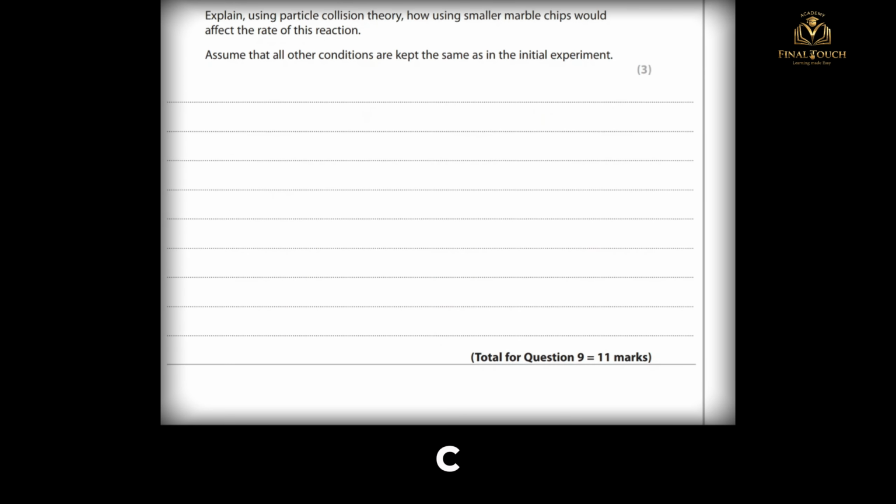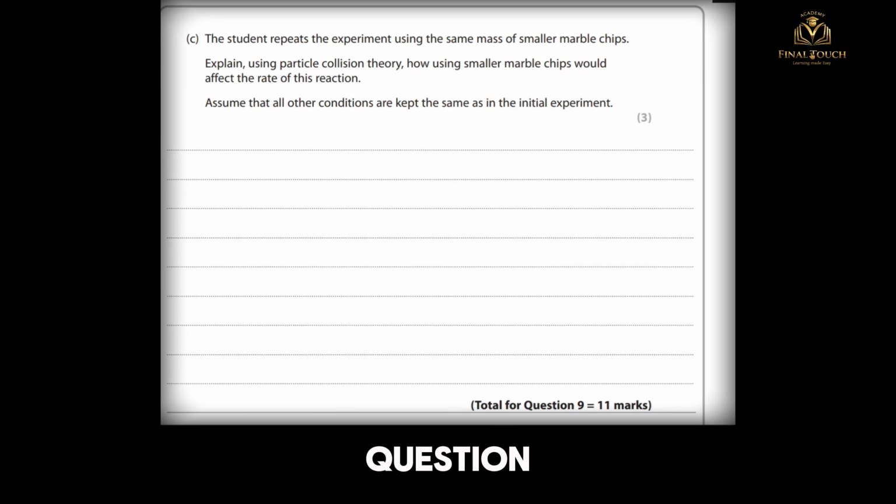Moving on to part C, the last part of question 9. The student repeats the experiment using the same mass of smaller marble chips. Explain using particle collision theory how using smaller marble chips would affect the rate of this reaction. Assume that all other conditions are kept the same as the initial experiment. Since smaller marble chips increase the surface area, we can write about that.